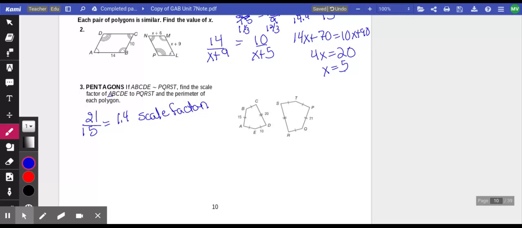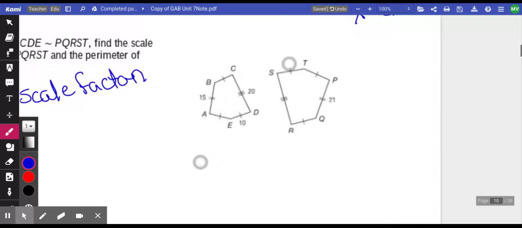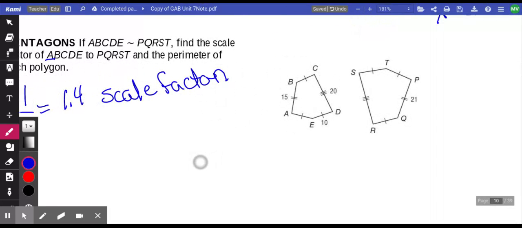Now to find the perimeter, if I look at this, I see that several things are labeled congruent. So here, these are all labeled 10. Those are all congruent, so they're all equal to 10. I don't know what the corresponding parts are in all of my larger pentagon.